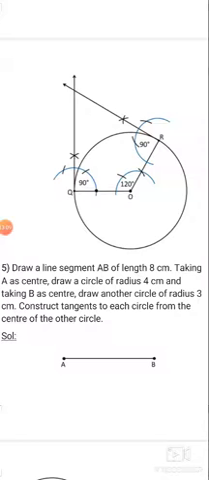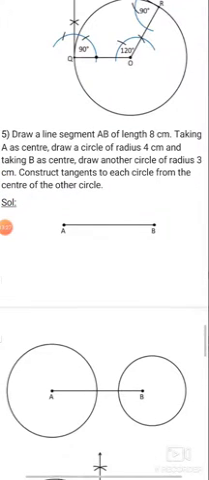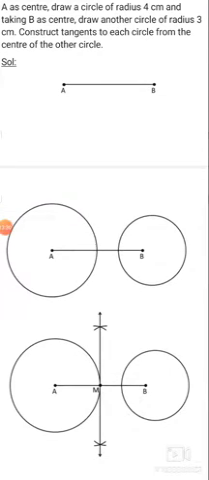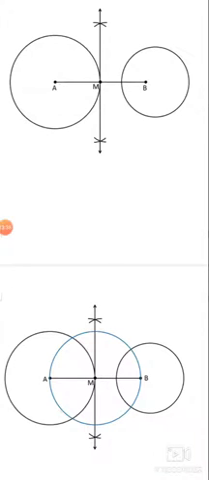So first step, we draw a line segment AB of length 8 cm. After that, with A as center, we draw one circle having radius 4 cm. With B as center, we draw another circle having radius 3 cm. Now take more than half of AB, draw its perpendicular bisector. With M as center and AM as radius, we draw another circle.